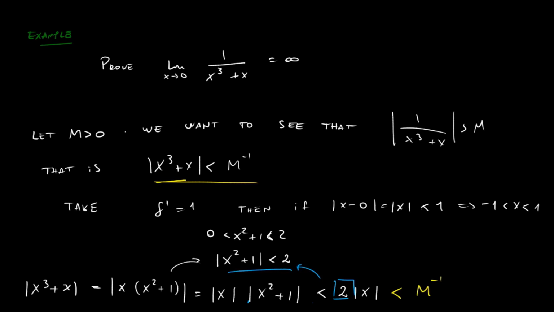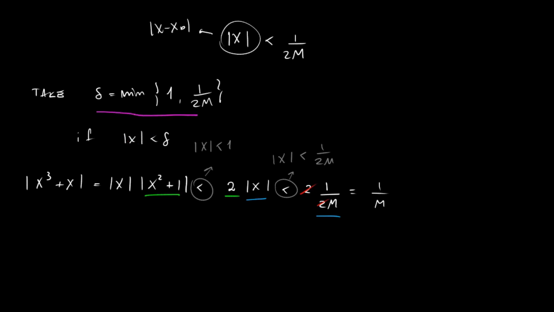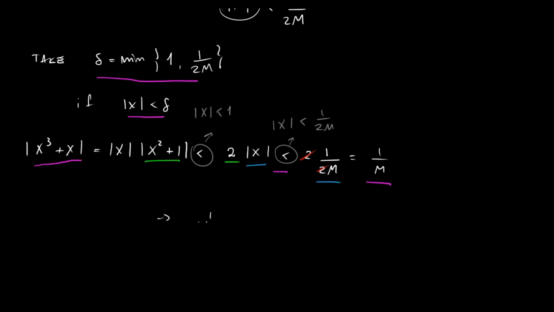So we took a number m that was greater than 0, and we were able to find a delta such that if |x minus x0| was smaller than this delta, then |x to the power 3 plus x| was smaller than 1 over m. This whole thing implies that 1 over the absolute value of x to the power 3 plus x is greater than m. And then the limit when x tends to x0 of 1 over x to the power 3 plus x is equal to infinite, which is exactly what we were trying to prove.